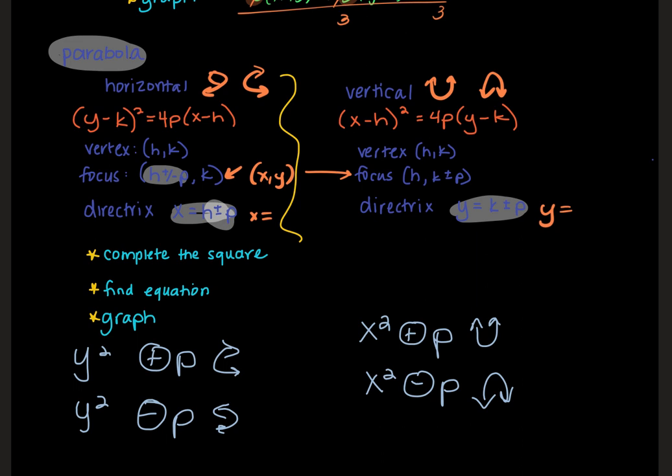You might also have to complete the square twice. Either circle and parabola, parabola and ellipse, or circle and ellipse. You could be asked to complete the square on this one, find the equation, and then graph. Remember, if it's y squared with a positive p, it points to the right. Y squared with a negative p points to the left. X squared with a positive p goes up, and x squared with a negative p goes down. Questions on parabolas?